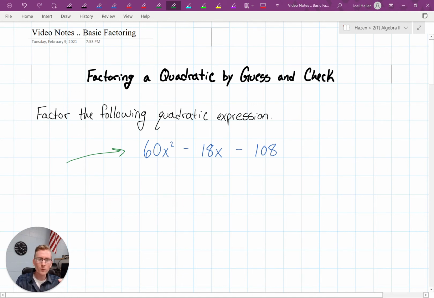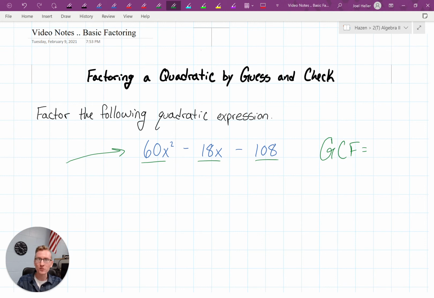The first thing that I want to do anytime I'm factoring something like this, I want to look to see if there is a greatest common factor in the three terms in my quadratic. If I can find a greatest common factor in those terms, the numbers that I'm dealing with are going to be smaller after I factor that out. So it's going to be easier to manage. What I'm going to do, I'll look at this. It looks like the greatest common factor there is 6.